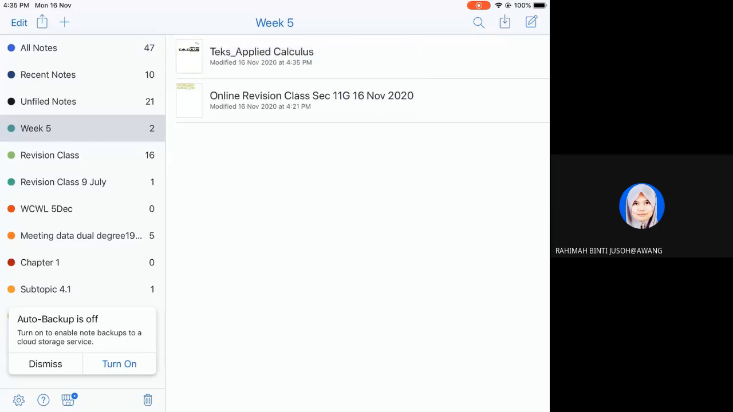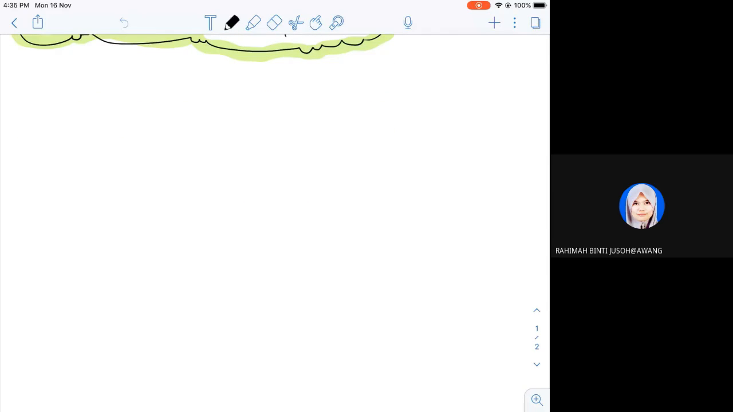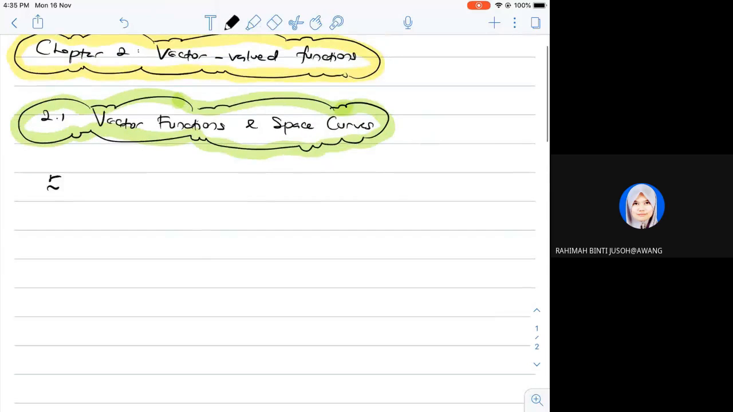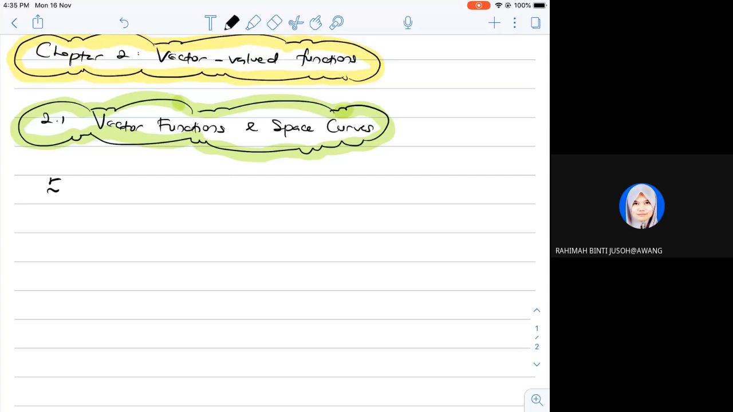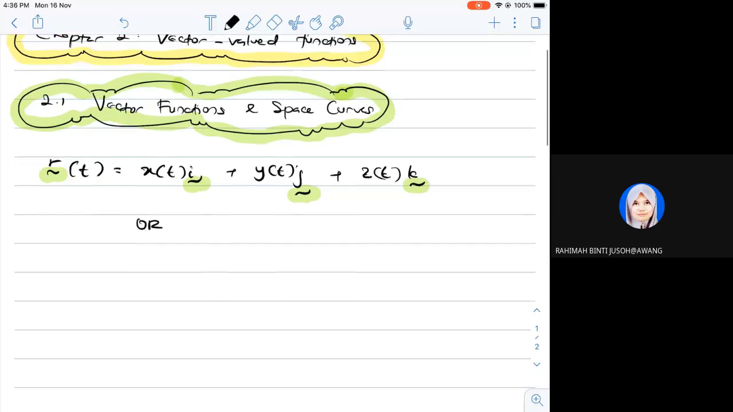So vector value functions in general, the notation. In general, we have the vector r of t. When we denote the vector, you should put this tilde symbol for vector. So we will have r(t) equals the x component function xt for i direction, plus yt j, also with tilde, and then plus zt k, k also has a tilde. So we have 3 components, i, j, and k.